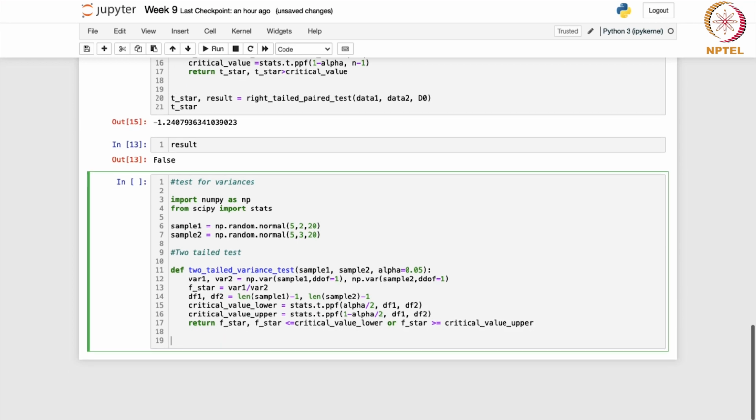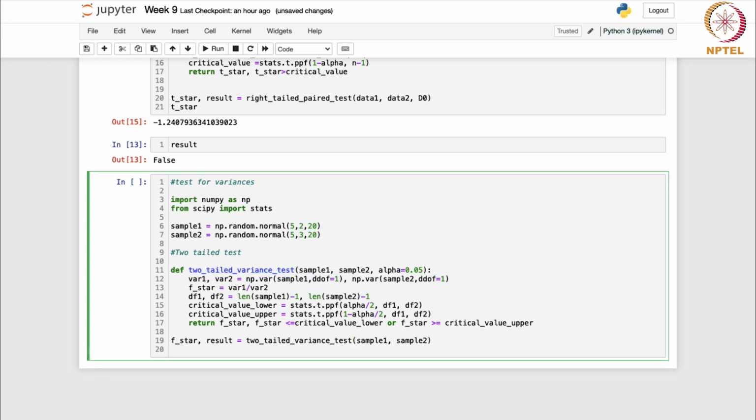So once you have defined the function, you can call this function and print the result. So the result would be calculated using this function. And let us print the two-tailed F statistic, it is F star, and you are going to reject H0. So let us see what it prints. It would be the result over here.